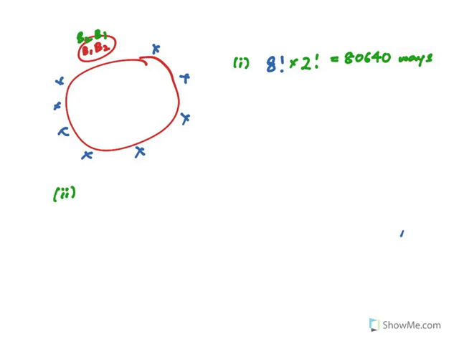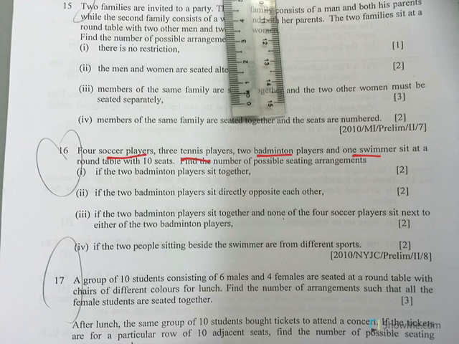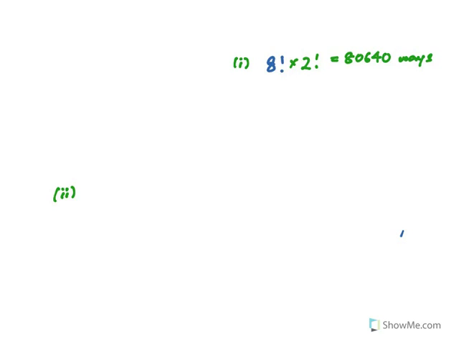Part 2 states that we need the 2 badminton players to sit directly opposite each other. So what we can do, maybe, is arrange the rest first. Okay, we arrange the rest first, then we slot in the 2 badminton players later. You think about it.